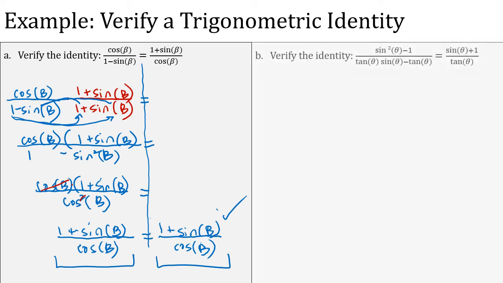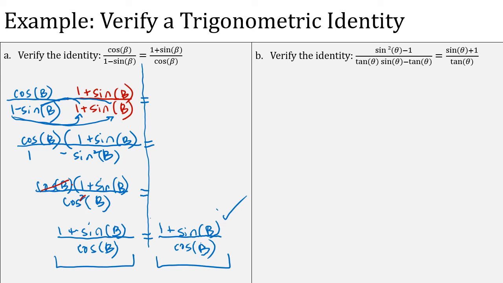All right, let's try another example. In this example, we're being asked to verify the identity, and this is a big one. Up in the numerator, sine squared theta minus 1, all over the tangent of theta times the sine of theta minus the tangent of theta. And does that equal, on the right-hand side, the sine of theta plus 1 over the tangent of theta?